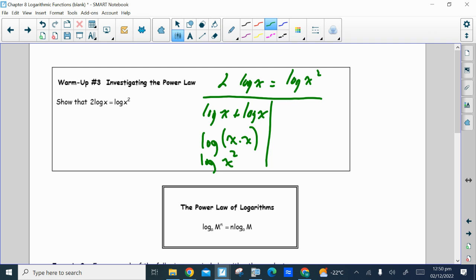This is no different. This shows the power law of logarithms that log base a of m to the n is equal to n times log base a of m. Whenever you have the log of a power, the exponent can come in front and be a coefficient. That's what the power law says.